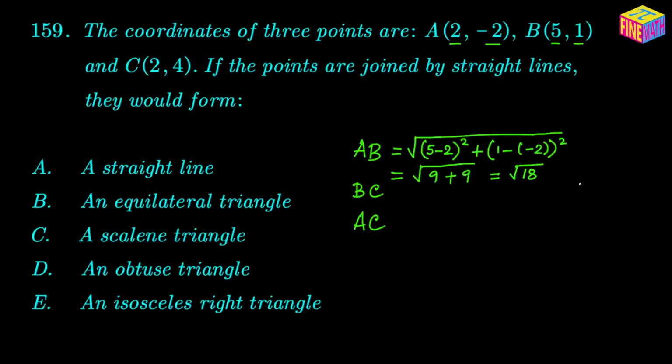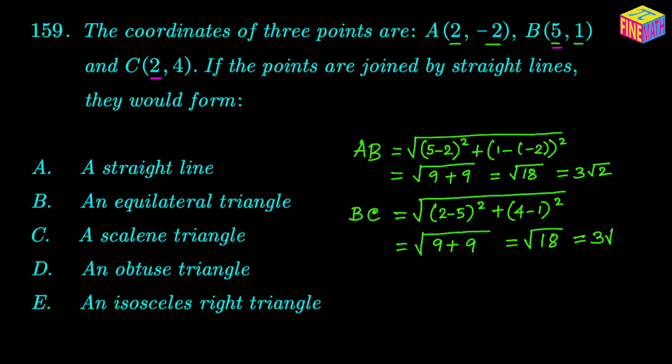Similarly, let's try to find out the length of BC. That will be equal to the square root of (2 minus 5) squared plus (4 minus 1) squared, and that will be equal to the square root of 2 minus 5, that's -3 squared, that is 9, plus 4 minus 1, that's 3 squared again, that is 9. So this is again the square root of 18, and that can also be written as 3 times square root of 2.